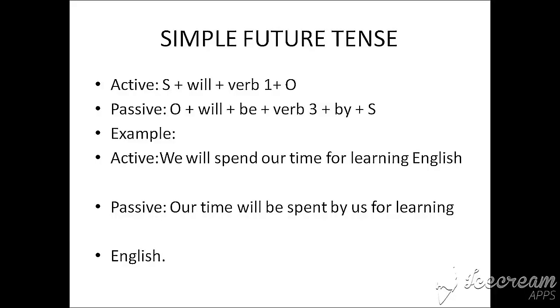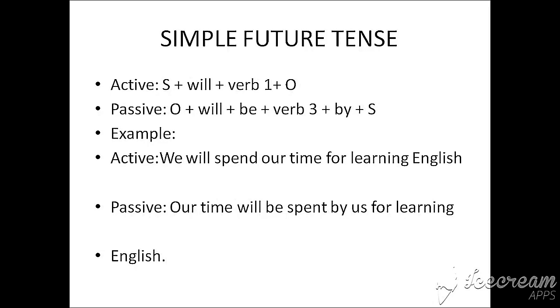And this is simple future tense. This is the formula of simple future tense. Subject plus will plus verb 1 plus object, and the passive is object plus will be plus verb 3 plus by plus subject. This is an example of the active sentence: we will spend our time for learning English. In the passive, our time will be spent by us for learning English.